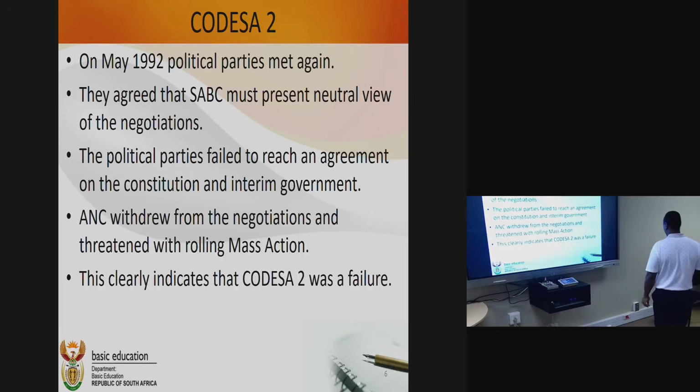Now let us look at CODESA II. In May 1992, political parties met again. They agreed that the SABC must present a neutral view of the negotiations. However, the political parties failed to agree on a number of issues. They failed to reach an agreement on the constitution as well as the interim government.